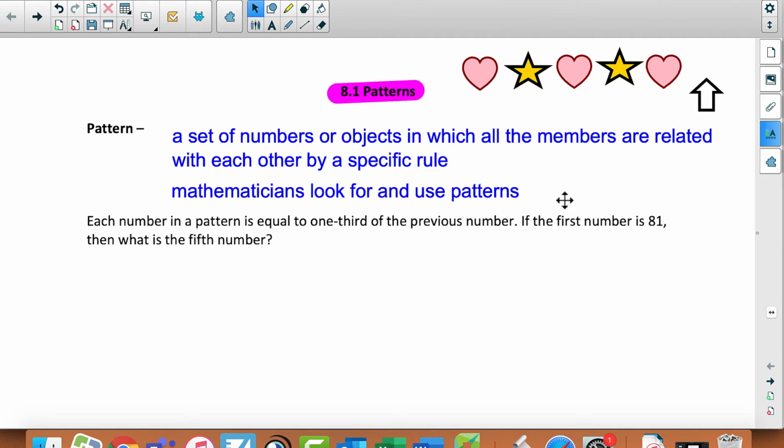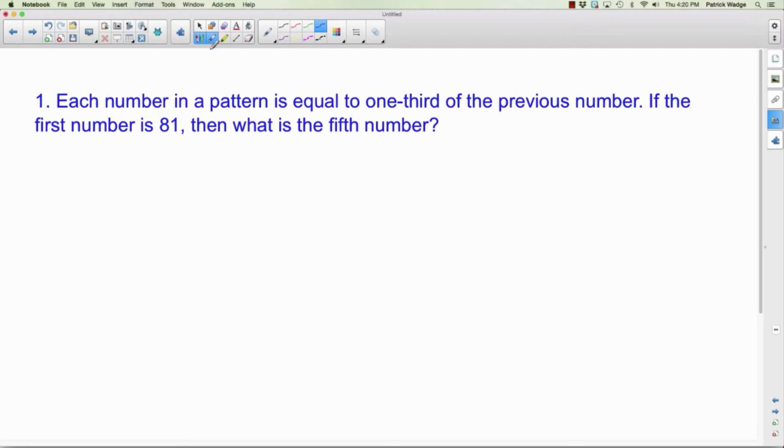Alright, let's get to some questions here, and things are about to look really weird. Ready for it? Boom. So it says each number in a pattern is equal to 1/3 of the previous number. If the first number is 81, then what's the fifth number? So it gives us the first number, right? The first number, we're told, is 81, and we want to know what the fifth number is.